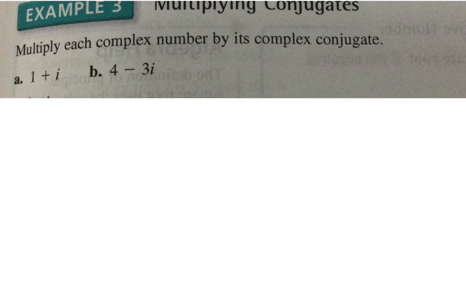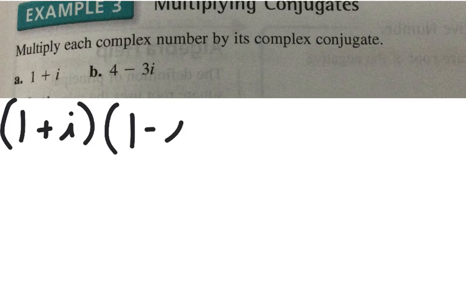So I've got two problems here, A and B. It tells me to multiply each number by its complex conjugate. So if I start here with 1 plus i, and I have to multiply this by its conjugate, what is the conjugate going to be? 1 minus i. We just change the sign between them. That's how we create the conjugate.